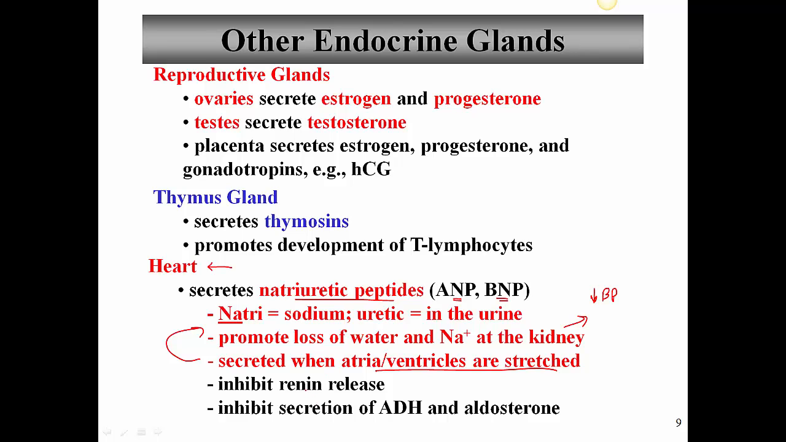Now, ANP and BNP inhibit renin release, and they also inhibit the release of aldosterone. If you remember, we talked about the renin-angiotensin-aldosterone pathway, and that system was designed to increase reabsorption of sodium and water at the kidney, thus increasing plasma volume. So ANP and BNP inhibit this. These hormones also inhibit the secretion of ADH, the posterior pituitary hormone antidiuretic hormone that brings water back into the body. So this will also allow more water to escape from the body.